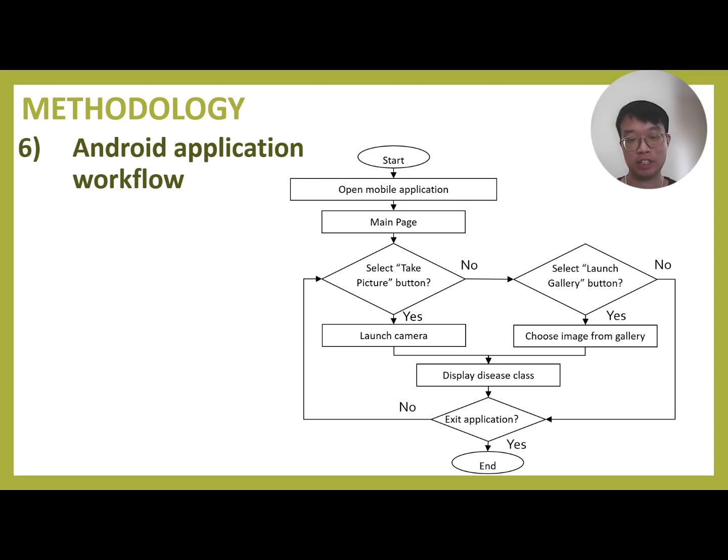Then it will be the Android application workflow. It starts with opening the mobile application. It will lead to the main page. In the main page, there are two buttons, which are take picture and launch gallery. If the take picture button is selected, it will launch the camera. However, if the launch gallery button is selected, it will let the user choose the image from the gallery. Either way, if the picture is selected, it will detect and classify the disease and display the disease class to the user. Then the user can choose to exit the application or to choose other images to be detected.